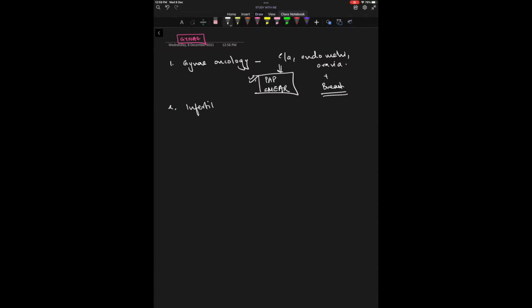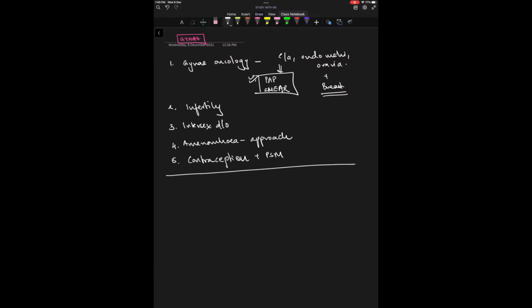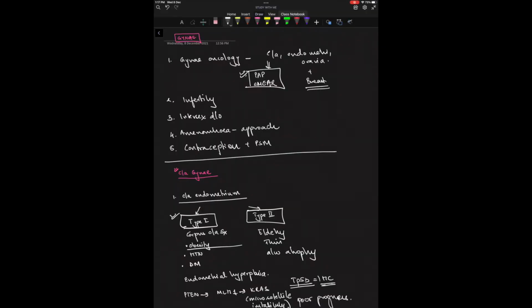The second topic we'll be doing is infertility, followed by the intersex disorders. The next topic would be amenorrhea, including primary and secondary both. And the approach will be very important. I'll be giving you tables. And contraception is another topic which we will do in integration with PSM. So that will be the must know topics for gynae.